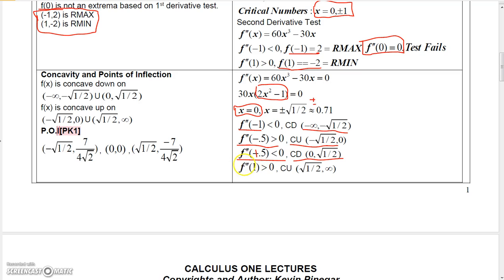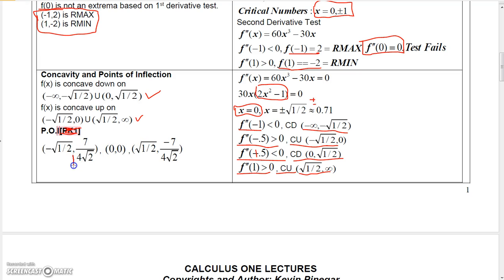And then a number to the right of square root of a half is 1. When I plug that in, I got a positive second derivative, so it's concave up on that interval. So putting all that together, it's concave down on these intervals, and it's concave up on that interval. The points of inflection are minus square root of a half, 0, and plus square root of a half.